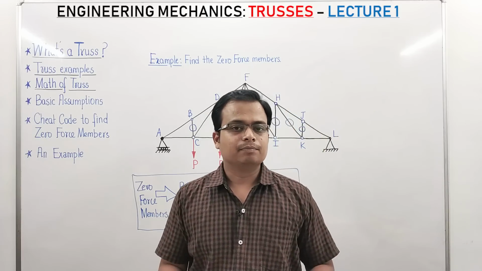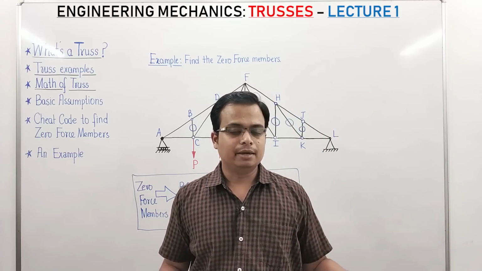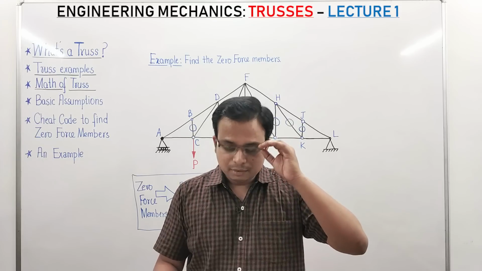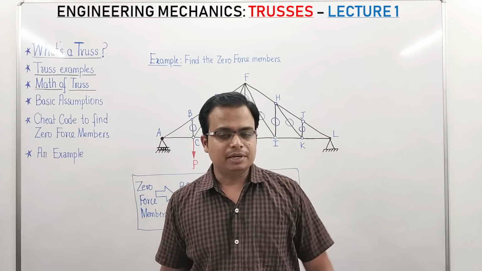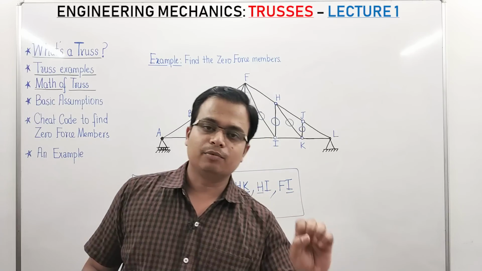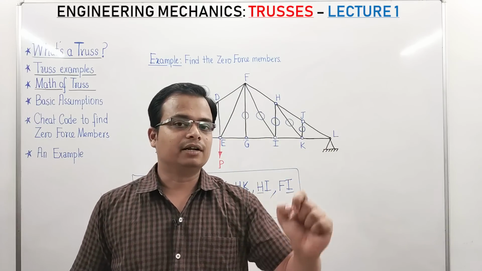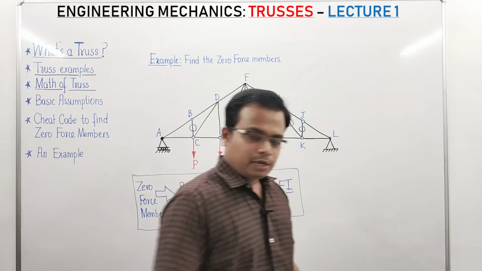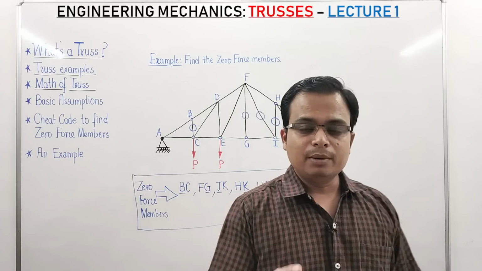And finally, that the truss is going to be statically determinate, which essentially means that on applying the equations of statics, you can work out the reactions as well as the internal axial forces. Then you learned two cheat codes. One was based on two members.